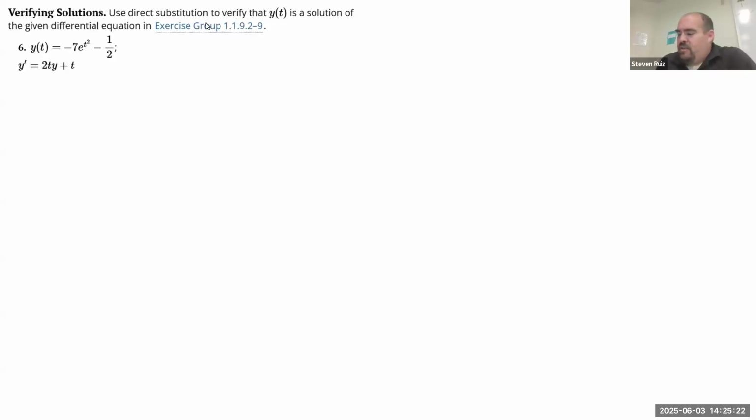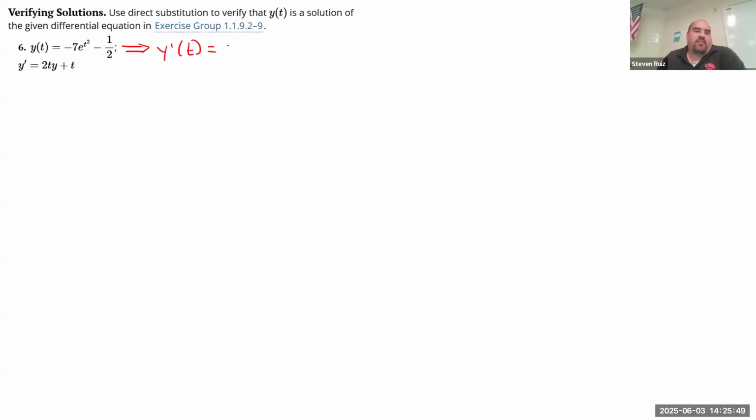All right, let's look at the questions I assigned for section 1.1. So for question 6 here, we have a differential equation, y prime, and we are offered the solution for it. What we're asked to do is to verify it. We can do that through direct substitution. If this is an expression we have for y of t, then we can take a derivative of it to get y prime of t.